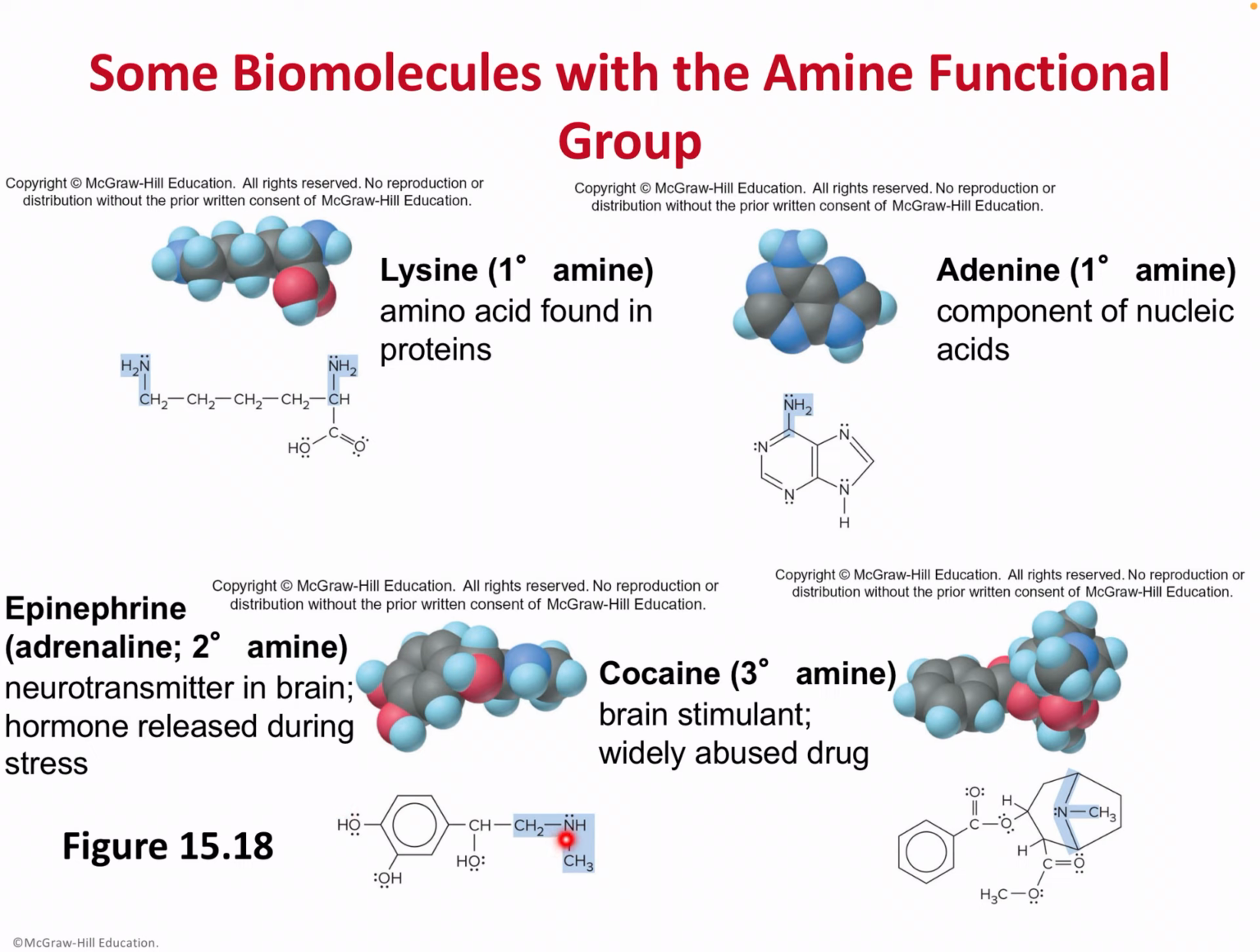This is a secondary amine. It has only one hydrogen. A neurotransmitter in the brain, a hormone released during stress. And then you can see here nitrogen with 3 carbon groups attached to it, which is a tertiary amine. A brain stimulant, cocaine, a widely abused drug.